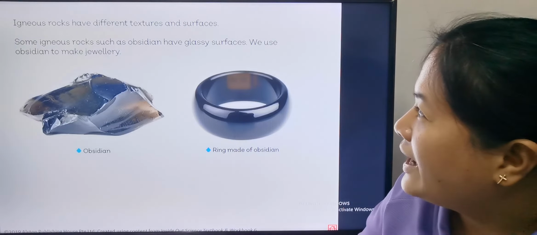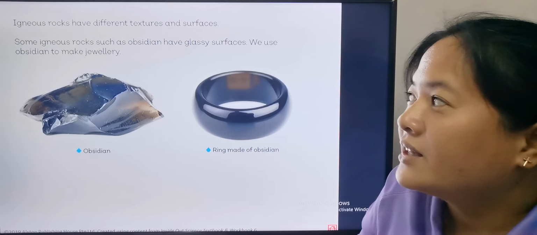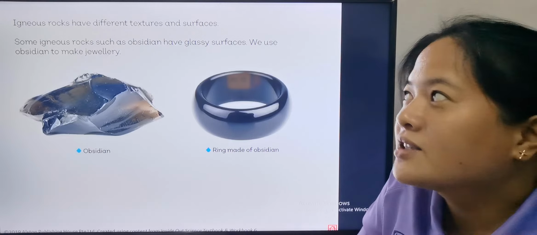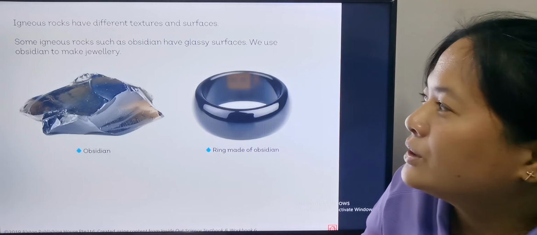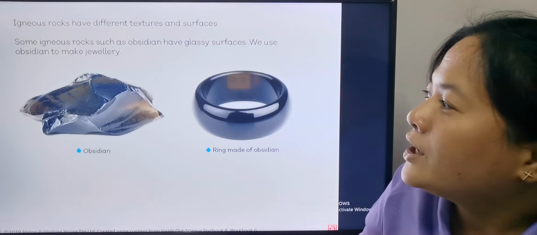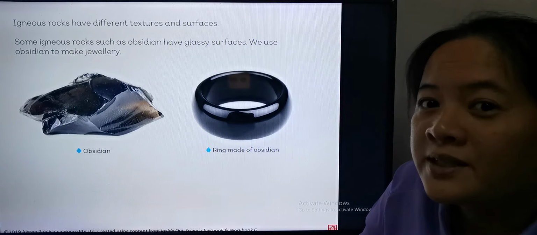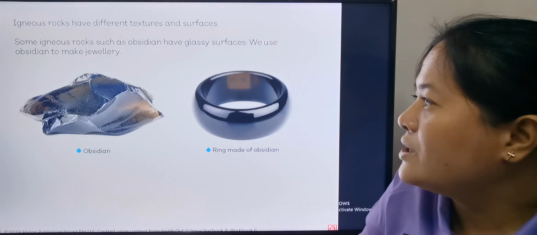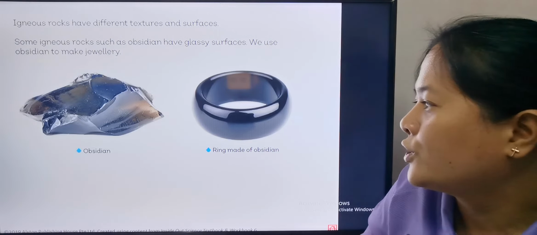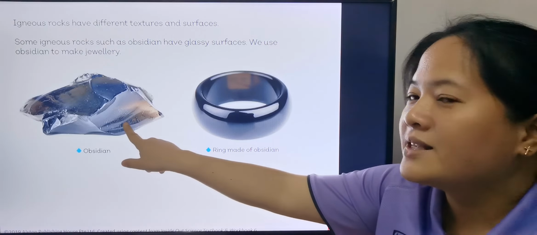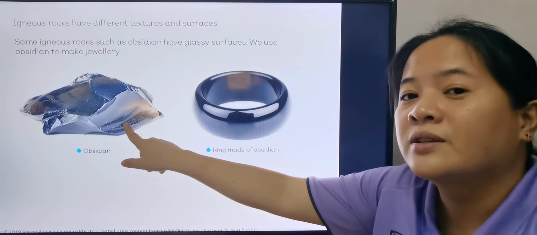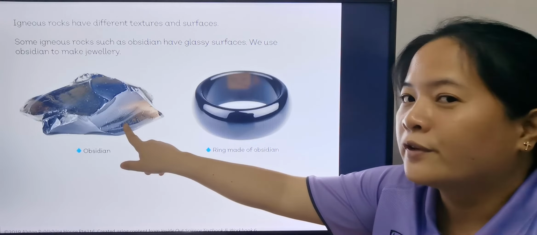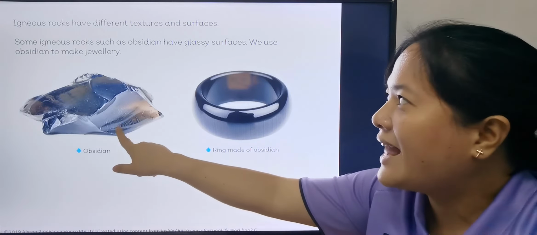Okay, so we have different textures and surfaces. Igneous rocks have different textures and surfaces. Okay, some igneous rocks such as obsidian have glassy surfaces. Okay, we use obsidian to make jewelry. This one, obsidian, is an example of an extrusive igneous rock. Okay, it forms from lava and they have a glassy surface.